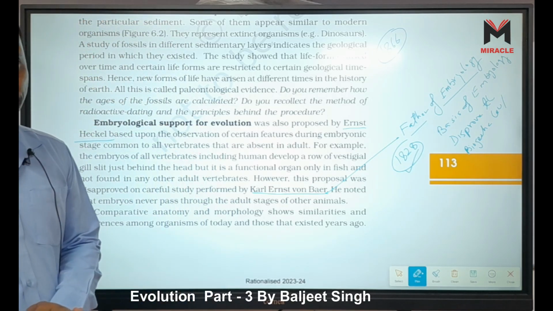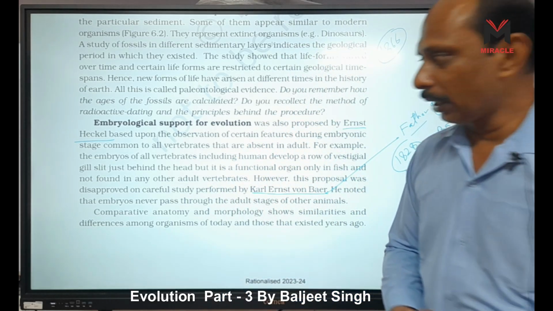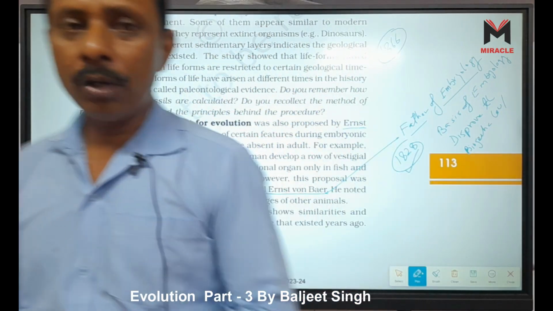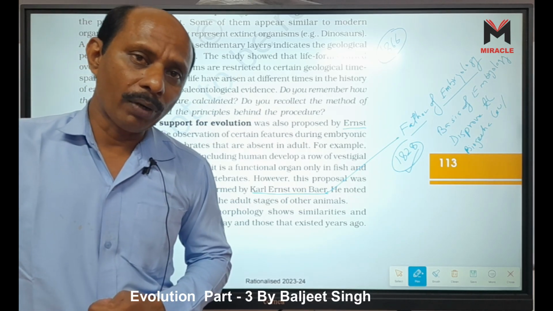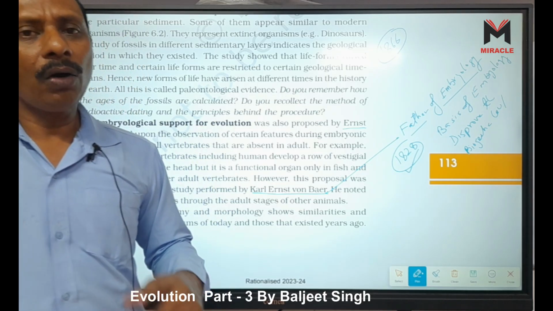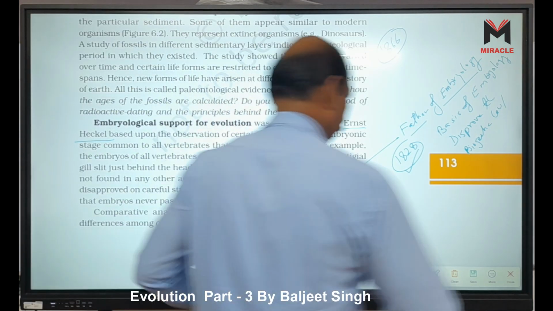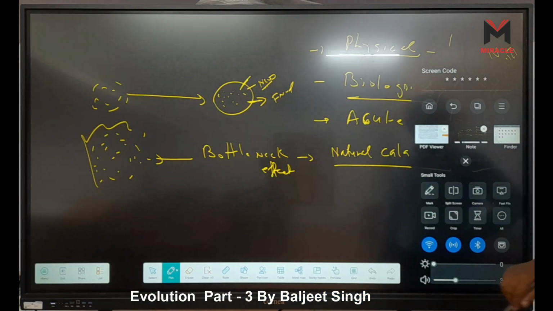Then what happens? Muller gives the recapitulation theory. According to recapitulation theory, what is there? Ontogeny recapitulates phylogeny, right? In 1 minute, you can understand if I explain it to you, right?